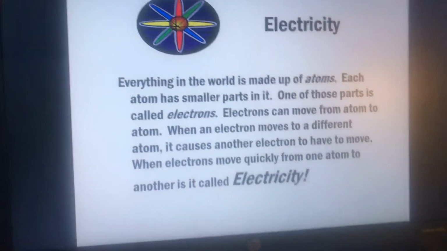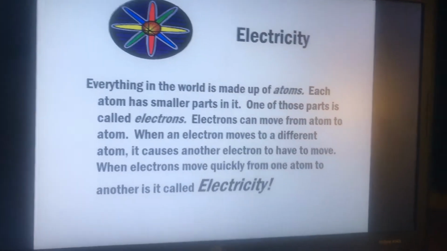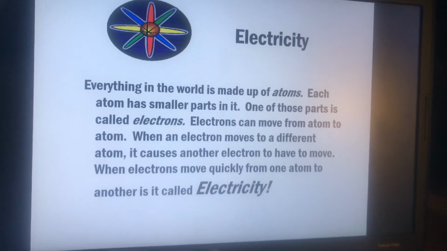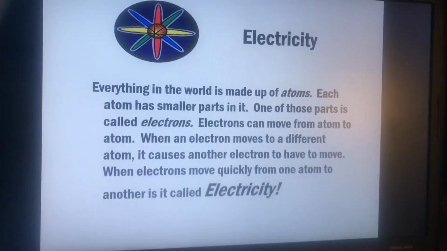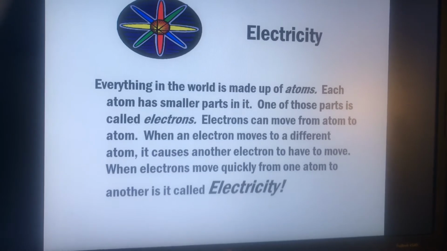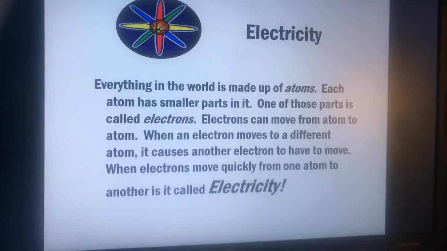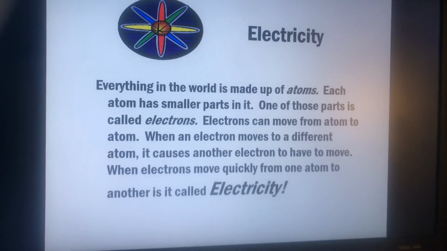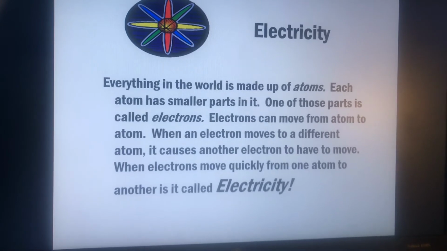Okay, so electricity. Everything in the world is made up of atoms. Each atom has smaller parts in it. One of those parts is called electrons. Electrons can move from atom to atom. When an electron moves to a different atom, it causes another electron to have to move also. When electrons move quickly from one atom to another, it is called electricity, and it creates a lot of power. Okay, so there's a light bulb.